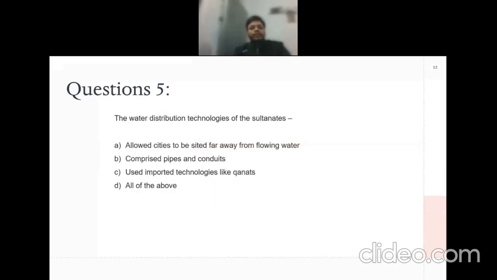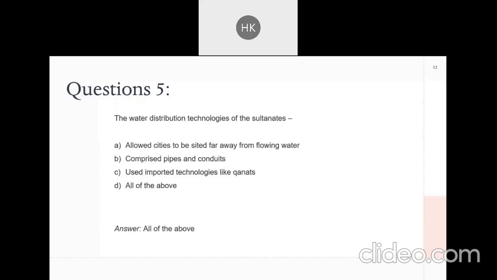Question number 5: the water distribution technologies of sultanates. What is the correct answer associated with this? Allowed cities to be sited far away from the flowing water, or comprised pipes and conduits, or used imported technologies like qanats, or all of the above. There are 4 options. All of the above. Okay, so the correct answer is all of the above.